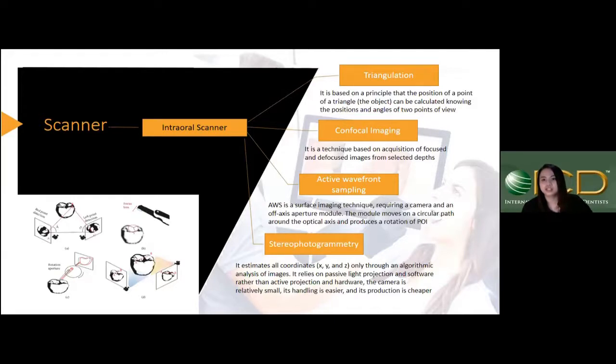So triangulation, you can see in picture A, is based on the principle that the position of a point of a triangle can be calculated if we know the positions and the angles of the two points of view. So it's called triangulation. And the second one is confocal imaging, a technique based on the acquisition of focus and defocus images from selected depths. This one is picture B.